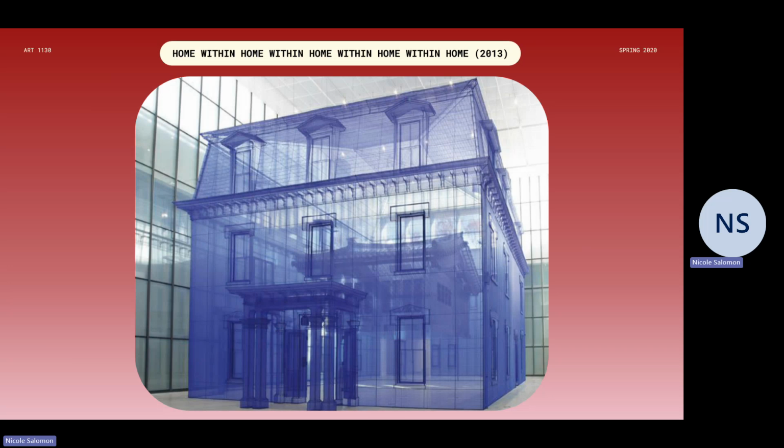The large polyester replica of his Rhode Island home, created with 3D scanning, contains a smaller traditional Korean hanok inside, if you can see closely. It symbolizes the collision and coexistence of past and present, East and West within his identity.